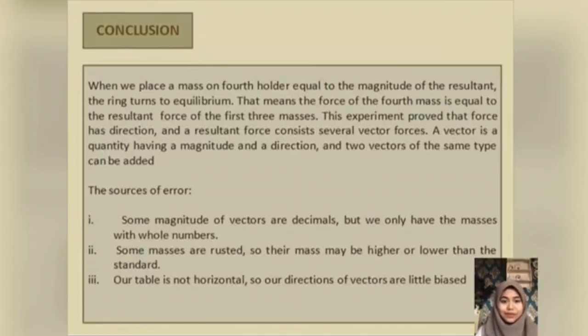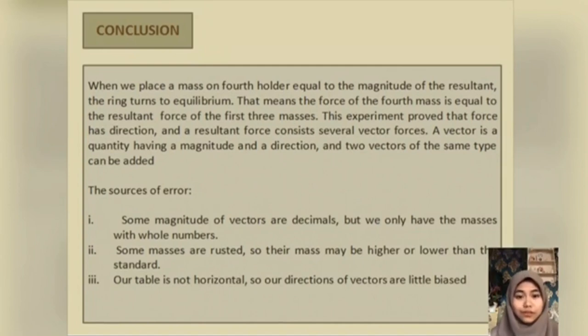So the conclusion is, when we place a mass on the fourth holder equal to the magnitude of the resultant, the ring turns to equilibrium. That means the force of the fourth mass is equal to the resultant force of the first three masses.